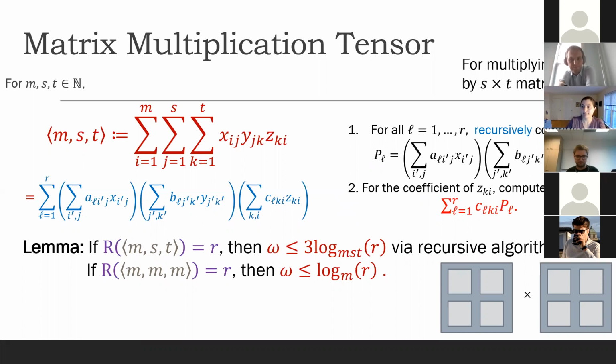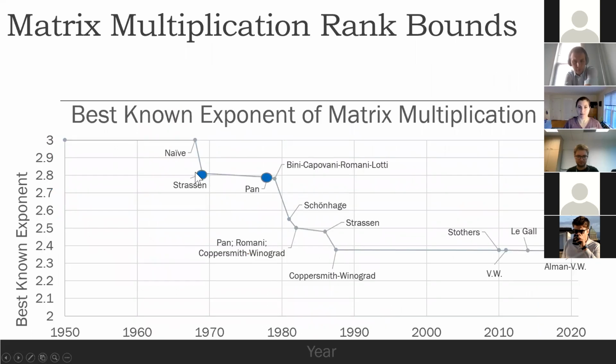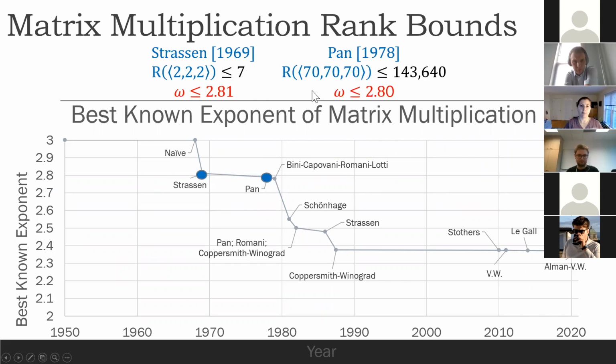Okay, good. So Strassen in 1969 looked at the 2 by 2 by 2 matrix multiplication tensor. He showed that the rank is actually 7. And this in turn showed by this lemma that omega is at most log base 2 of 7, which is 2.81, which is great. So what happened is that Strassen did this, and then Pan said, well, look, I can give a rank bound for 70 by 70 matrices. It's a really big number. And then if you work it out, you get something that's smaller than 2.81. It's actually less than 2.8.